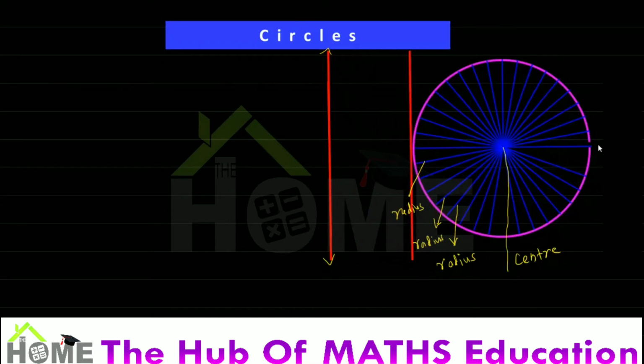Now here you see that this line intersects the circle at one point, let that point be P. It means there is only one common point between the line and the circle, and such a line is called a tangent. And this is a very important concept as far as circles are concerned.